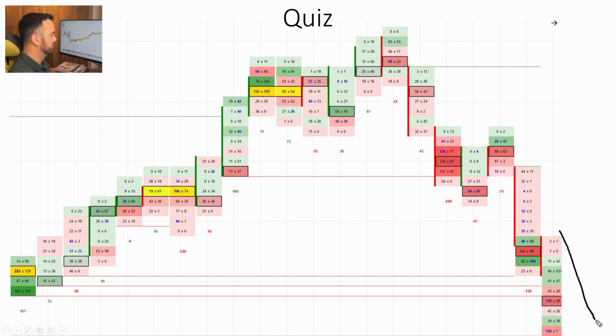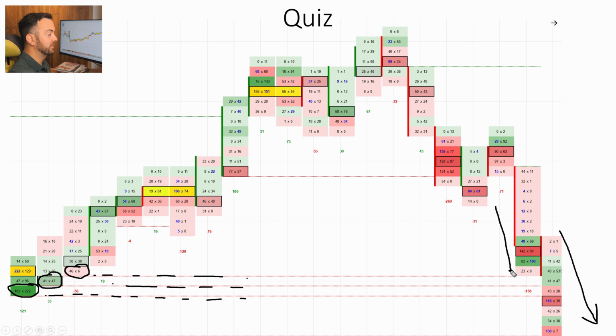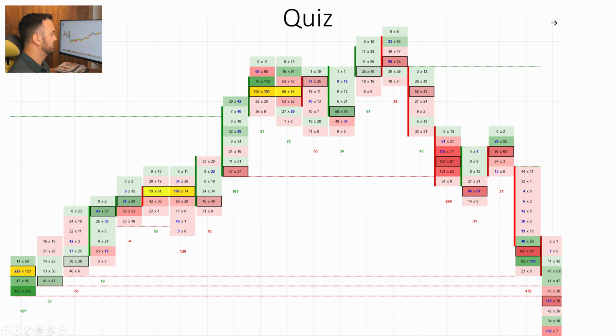The price went down. Reason for this is that there was a failed auction. Right here, and right here. The failed auction is also represented by this red dotted line, which my software automatically draws. And when price is close to failed auction, or in other words, unfinished business, it likes to shoot past it. So that's why the price continued downwards to test that failed auction right here.